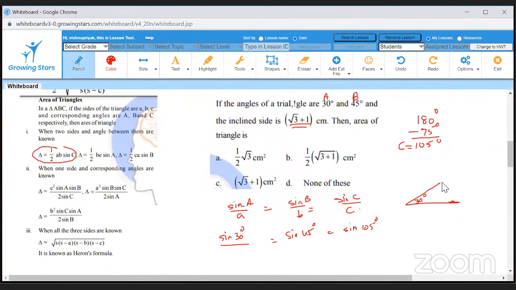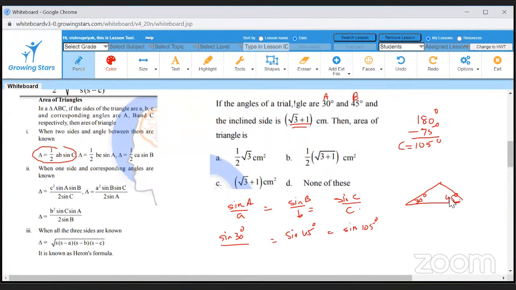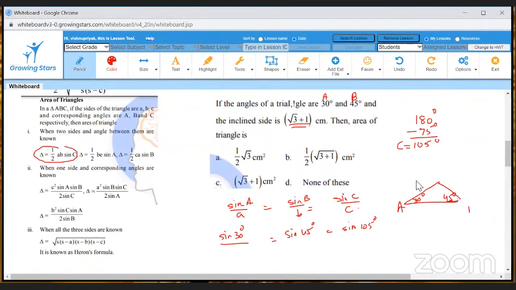And for C, I will draw 45 degrees angle for B. This is A, this is B. So automatically C became 105 degrees.